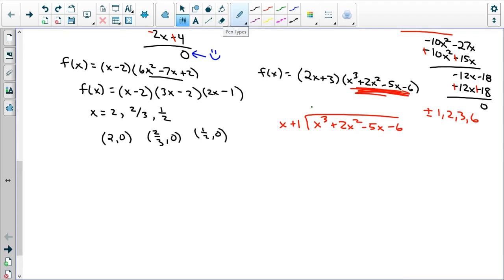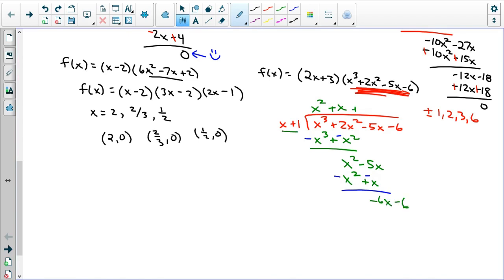So if I try x plus 1, I get x squared up here, x cubed plus x squared. If I subtract these, I end up with x squared minus 5x plus x gives me minus 4x plus x squared... if I change the signs, I end up with negative 6x minus 6. This is looking very promising. And then I can put a minus 6 up in this spot. So I end up with minus 6x minus 6 when I multiply that back down.